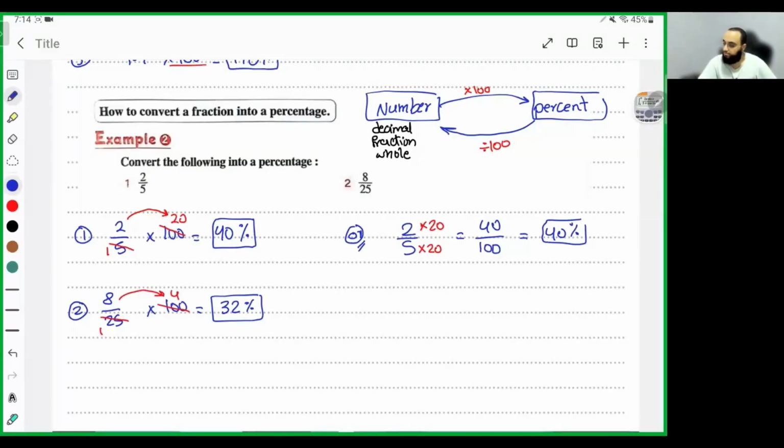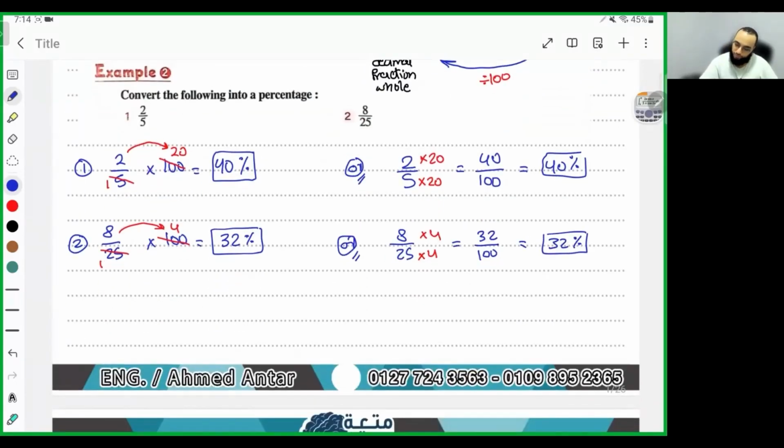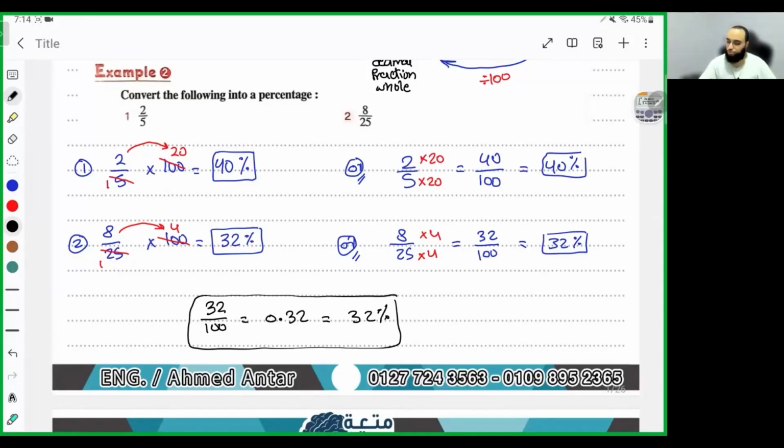Any problem? Another one told me, Mister, what if I want to convert to 100 by multiplying 4 up and down? It's correct. 25 times 4 is 100. 8 times 4 is 32. 32 over 100, 32%. You know, 32 over 100 is 0.32 and also 32%. Both are correct. If you write 0.32, it's correct. If you write 32%, it's correct. Okay?